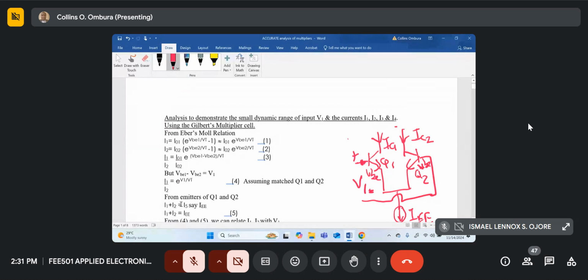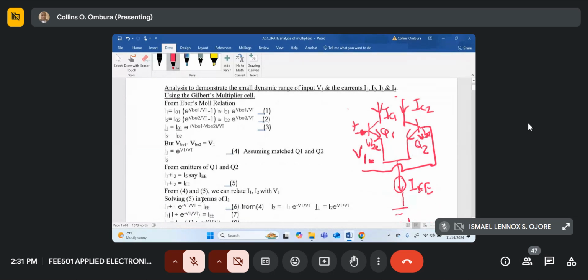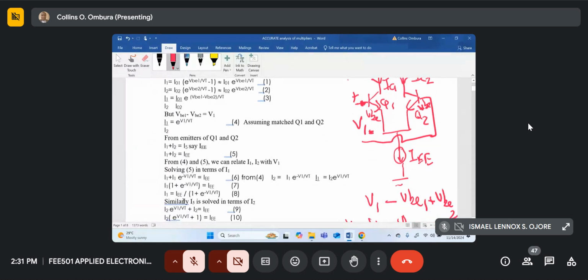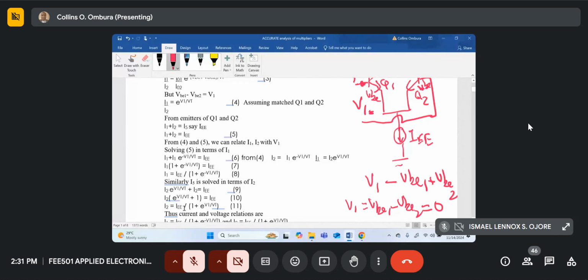And also at the emitters, we can say I1 plus I2 is always equal to IEE. Then we can solve the two simultaneous equations in I1 and I2, and we get this result: I1 will be equal to IEE divided by 1 plus e to the minus V1 by VT, and I2 will be equal to IEE divided by 1 plus e to the V1 by VT. So these will be the two equations we'll be using.